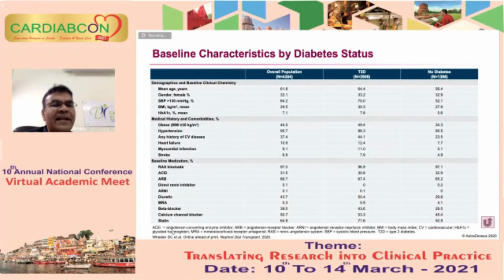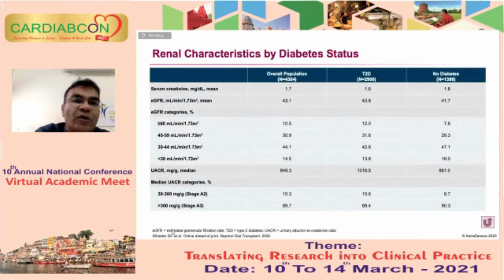Again, in the medical history, they were obese, with hypertension, any CV disease, heart failure, myocardial infarction, and stroke. Obesity and hypertension were more common in the overall population. 95% of the patients had hypertension, while diabetes was there in 68% of the patients. These patients were again on RAS blockade, and very few were on direct renin inhibitors. Diuretic, ARNI, MRA, beta blocker, calcium channel blocker, and even statin were there with all these patients.